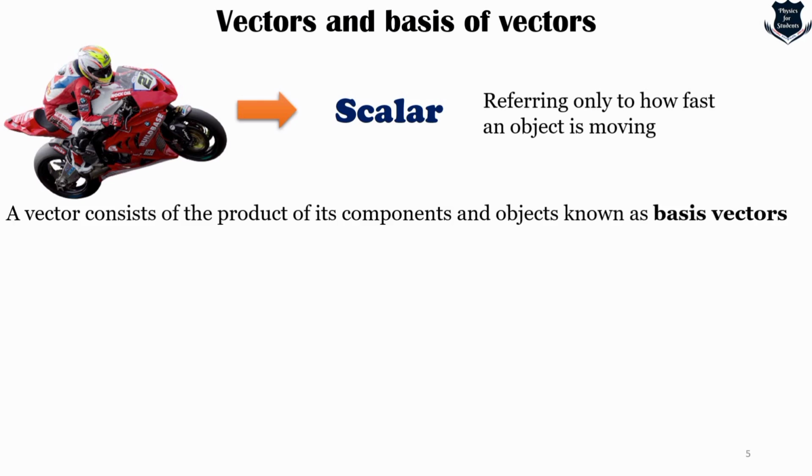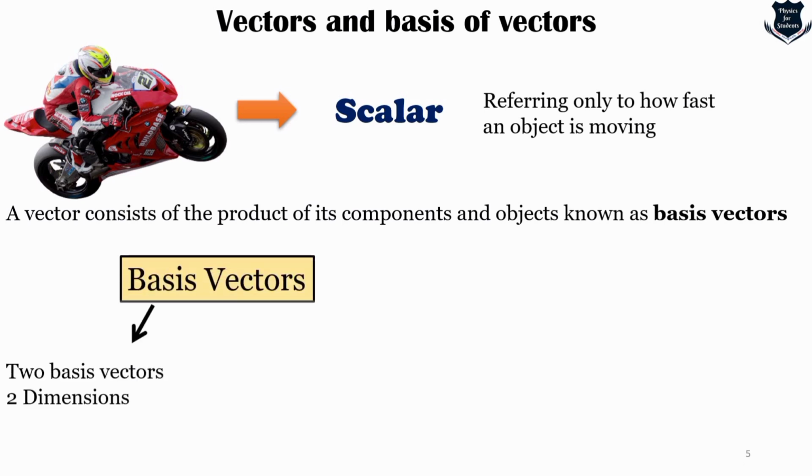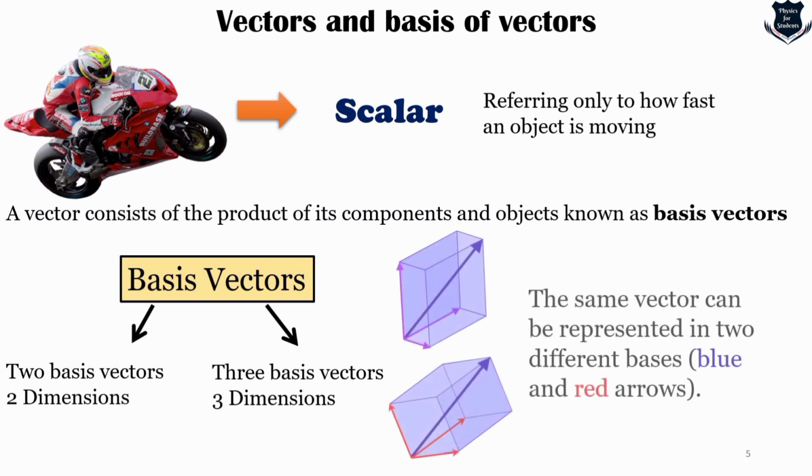So a vector consists of the product of its components and objects known as basis vectors. Basis vectors can be defined in two ways. One is that in 2 dimensions we need 2 basis vectors, and in 3 dimensions we need 3 basis vectors. Let us think of a Cartesian coordinate system. The same vector can be represented in different bases. For example, the blue and the red arrows show how the same vector has been represented.